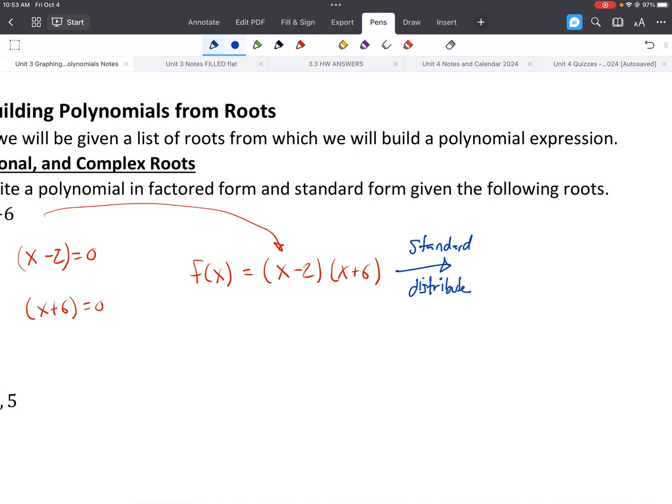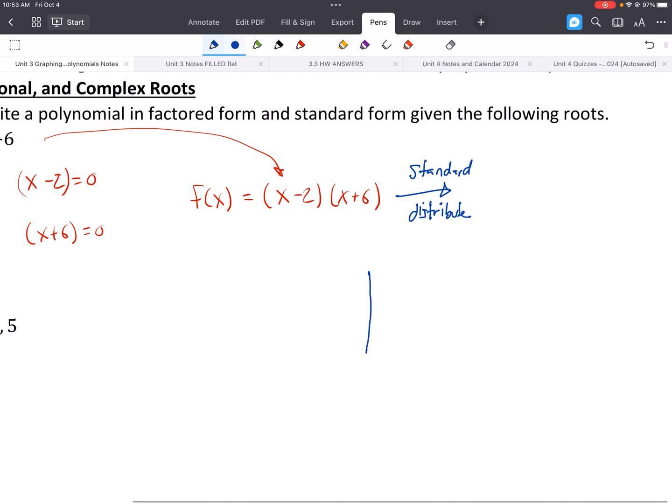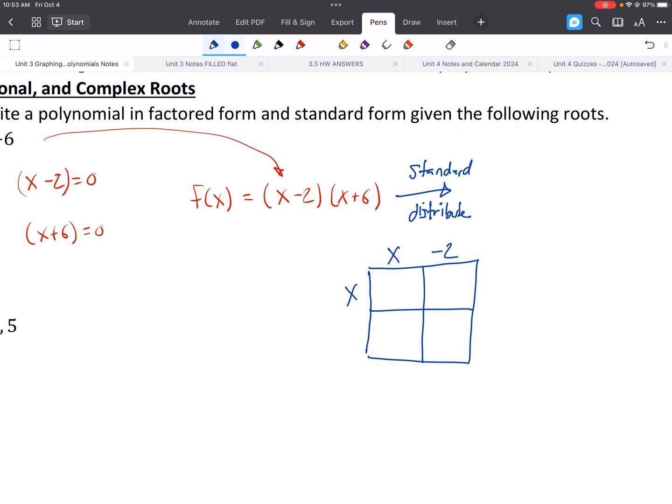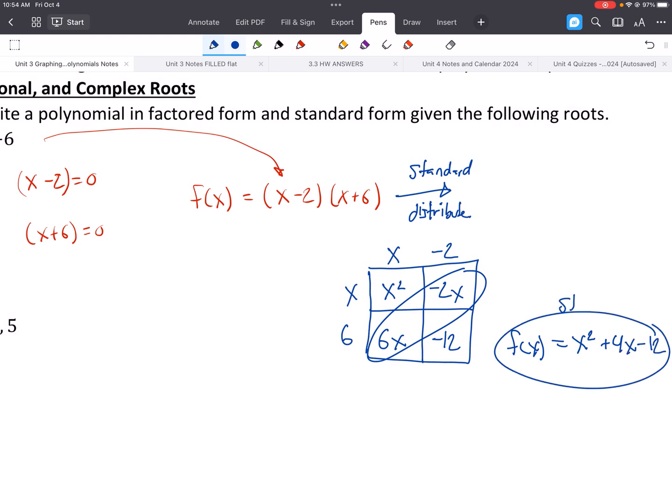Okay, so when we distribute, again, oftentimes we would use a box. There are other ways to do this, but we'll just stick with that here. And we'd multiply and combine like terms. So we'd end up getting f of x, our function, is equal to x squared plus 4x minus 12. So that would be standard. And this is factored.